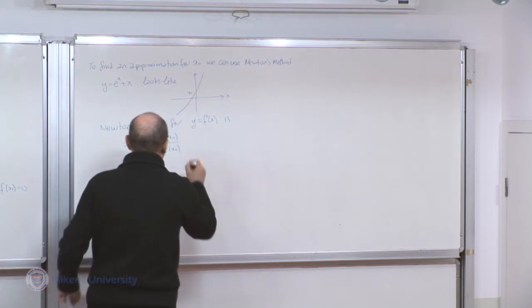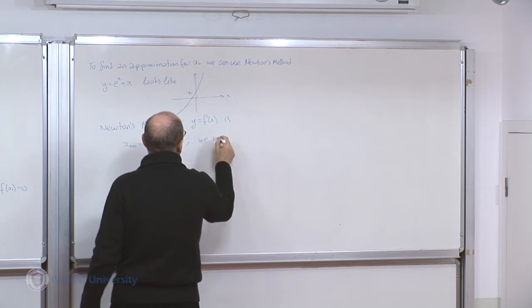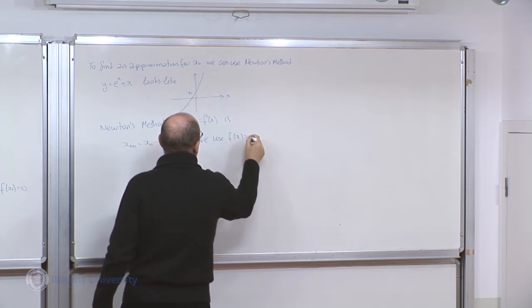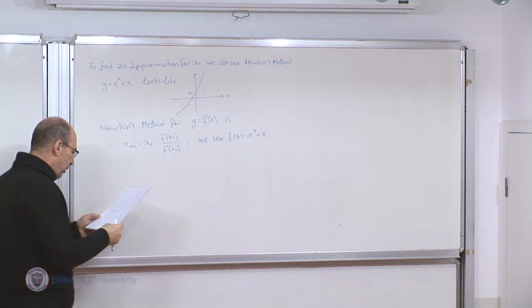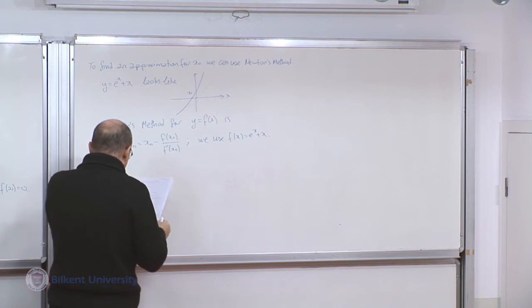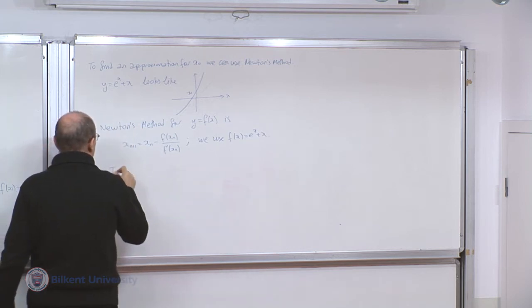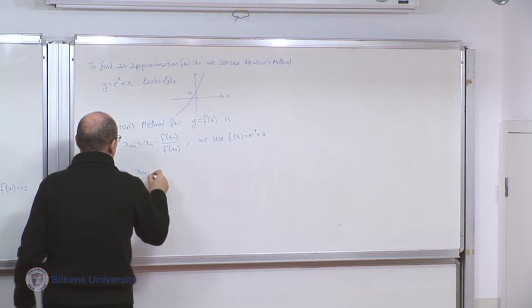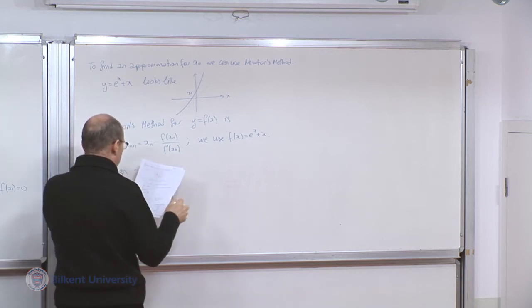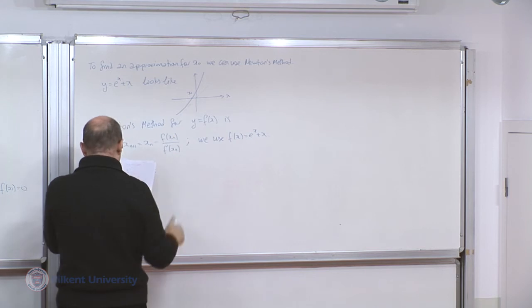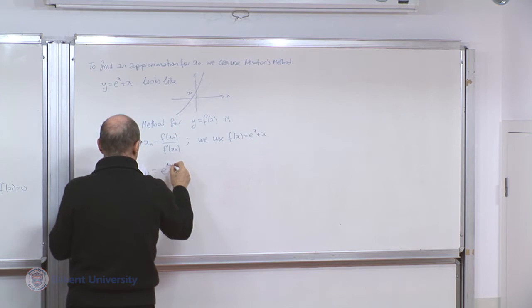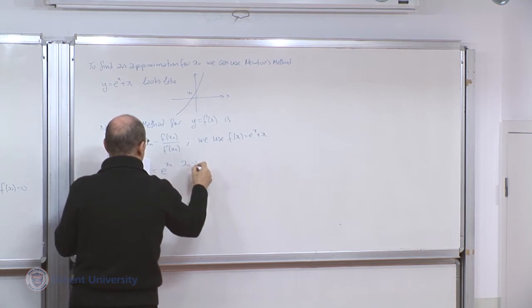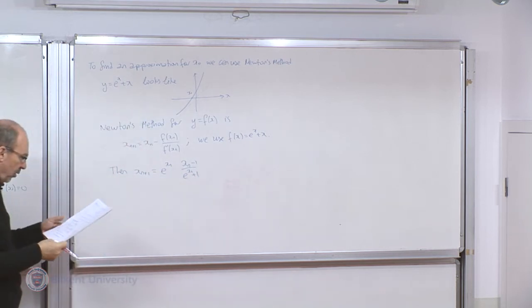Okay, so for this we use f of x equals e to the x plus x. So when we write this in our case, then x_{n+1}, I simplified these things. You take the derivative of this, put it here. So what you get is x_{n+1} is e to the x_n times x_n minus 1 over e to the x_n plus 1.